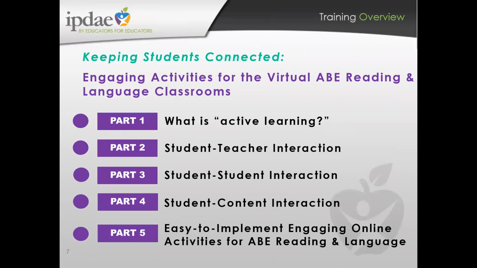Now, when we ponder how we can develop engaging activities for our virtual ABE reading and language classrooms, we really need to start by addressing active learning. After gaining a sense of what active learning is and what it entails, we can then address 3 types of interactions and different activity types that fall under each of these categories, right? And the 3 interactions that will be addressed individually in this training in parts 2 to 4 include student-to-teacher interactions, student-to-student interactions, and student-to-content interactions.